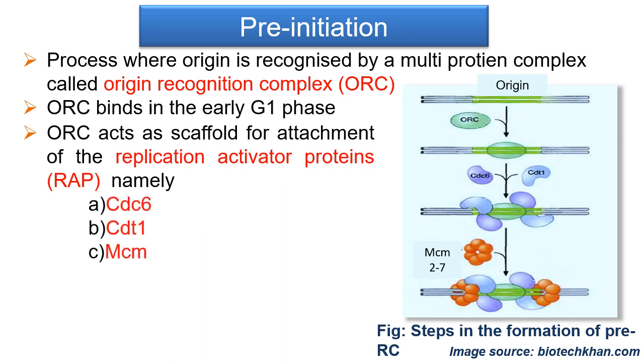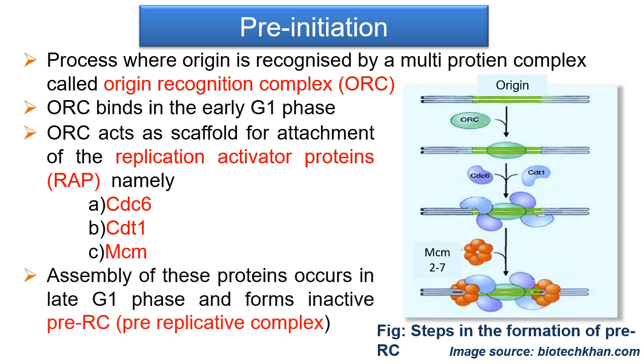After attachment of this ORC to the origin, it will help in loading another 3 proteins, which are known as replication activator proteins, in short RAP, namely CDC6, that is cell division cycle 6, CDT1, that is chromatin licensing and DNA replication factor 1, and MCM, that is mini chromosome maintenance protein complex. About 2 to 3 subunits of MCM proteins hold the DNA strands during replication.